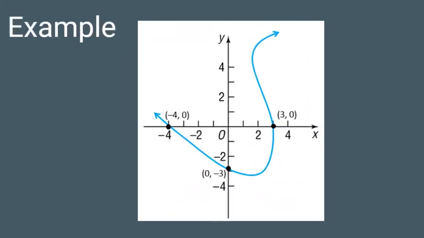For this example, we're going to find the intercepts of this graph. So first, what are its x-intercepts? For x-intercepts, we know it's where it crosses the x-axis. So it crosses the x-axis here and here. This means that the x-intercepts are 3 and -4. Next, find the y-intercept. The y-intercept is where it crosses the y-axis, and it seems to do that right here. That means the y-intercept is -3.